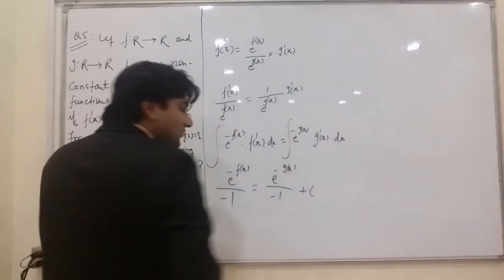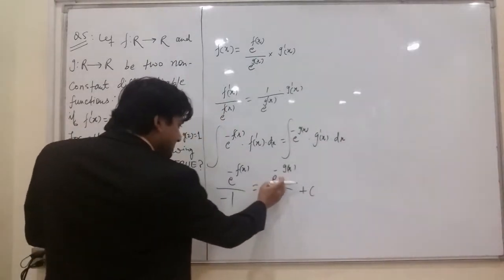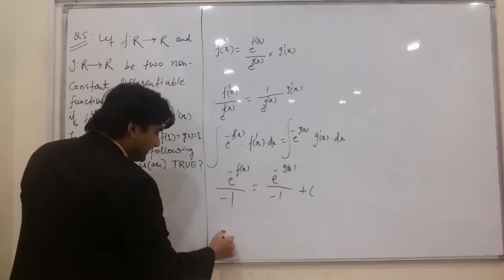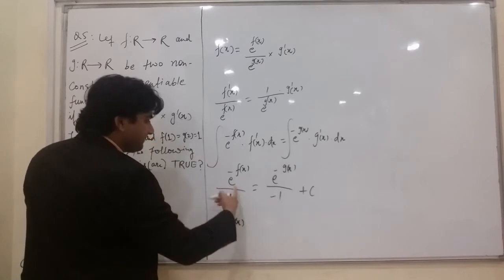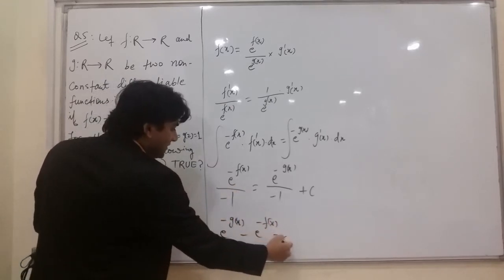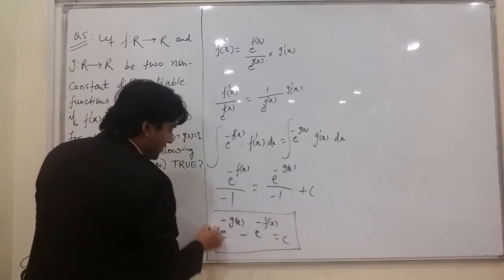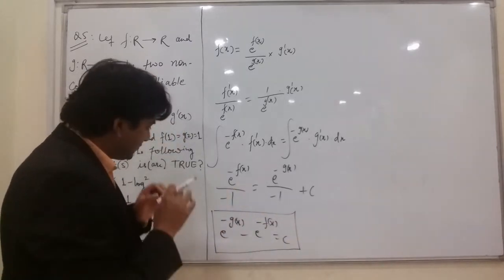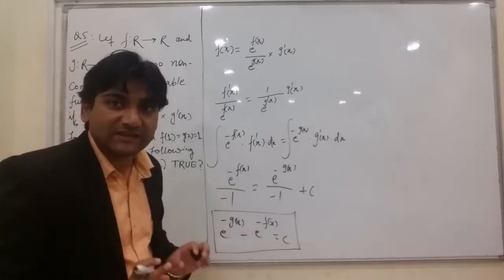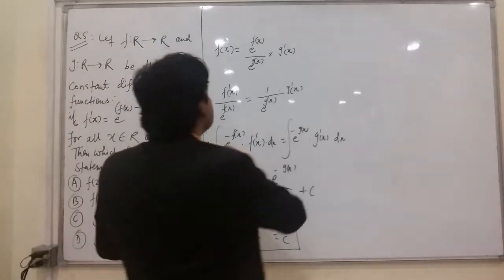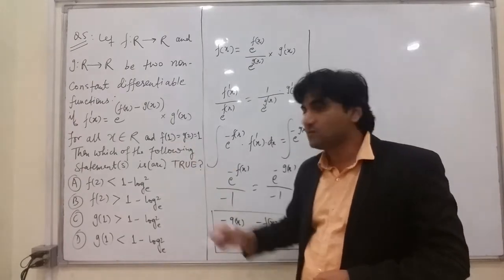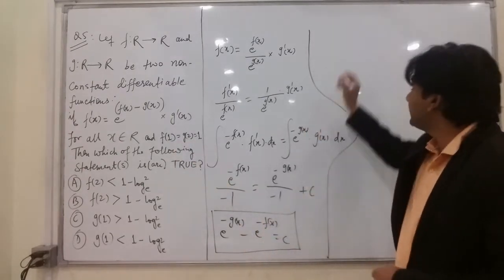Now what you are observing, if you take this to the left side, it would be plus e raised to minus g(x), and this is minus e raised to minus f(x) equals c. So we got e raised to minus g(x) minus e raised to minus f(x) equals c. Now we will use another information which we have, f(1) equals 1. So put x equals 1 on both sides.